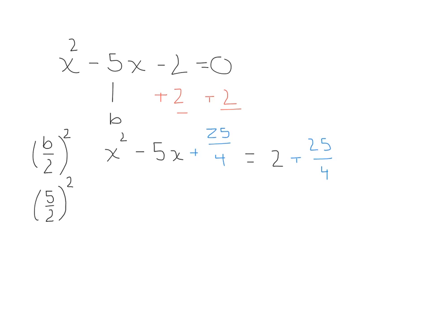Now, this is a perfect square trinomial on the left side of the equal sign. It's going to factor down to a binomial squared. And to add 2 to 25/4, you have to think of 2 as being 2 over 1, and you've got to have common denominators to be able to add fractions. So I need a common denominator of 4, so I'm going to multiply the top and bottom of that fraction by 4. And that's going to give me 8/4 plus 25/4, which is 33/4.